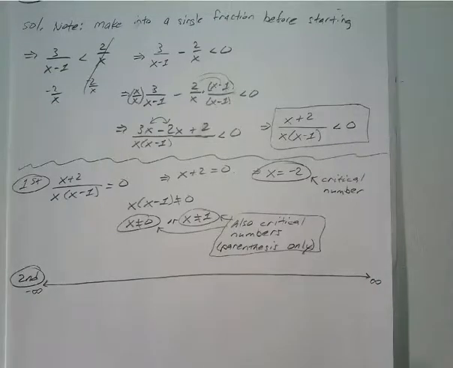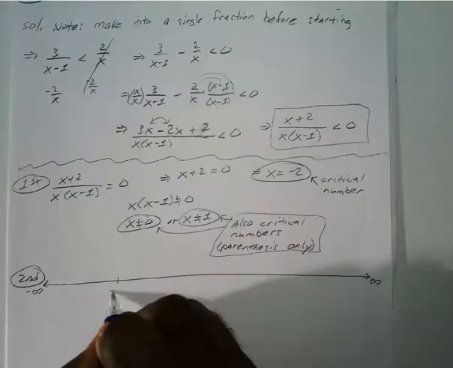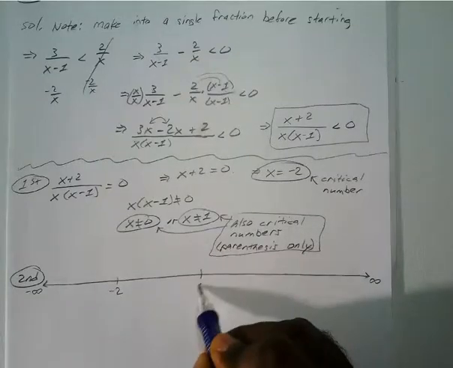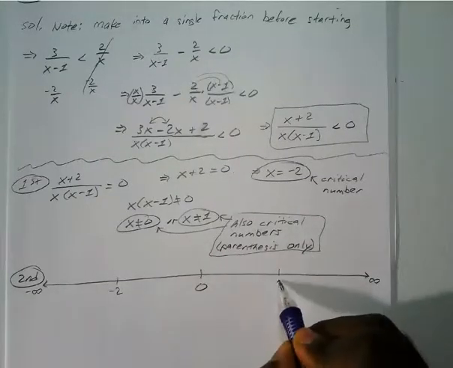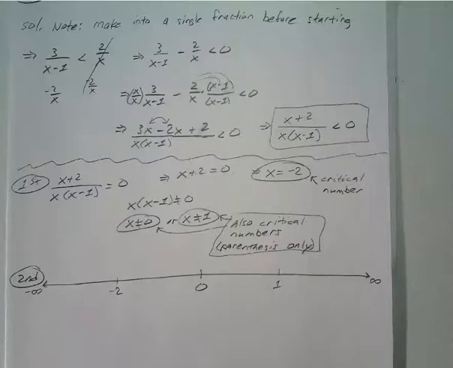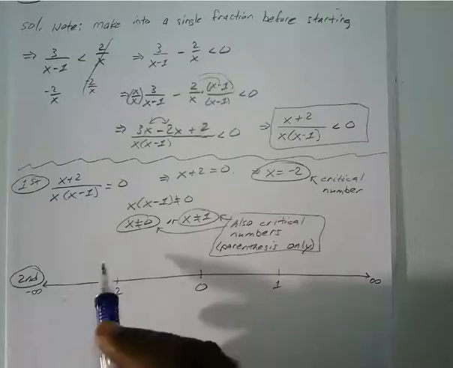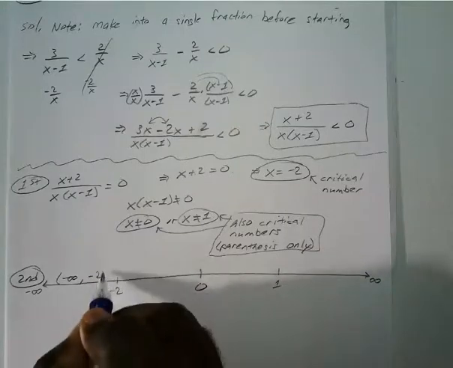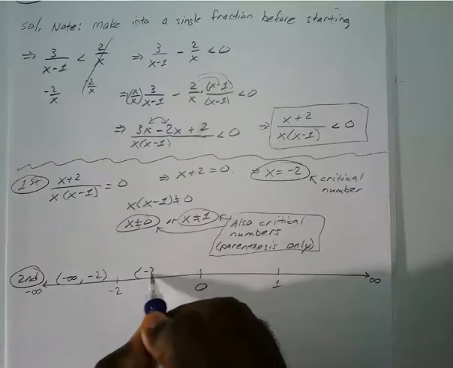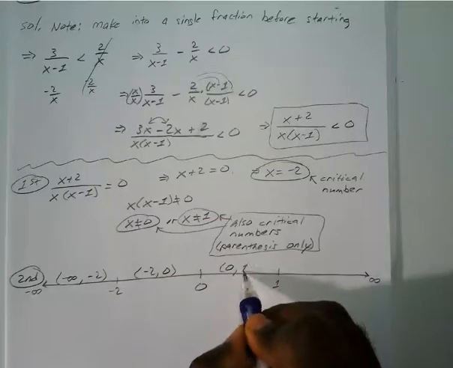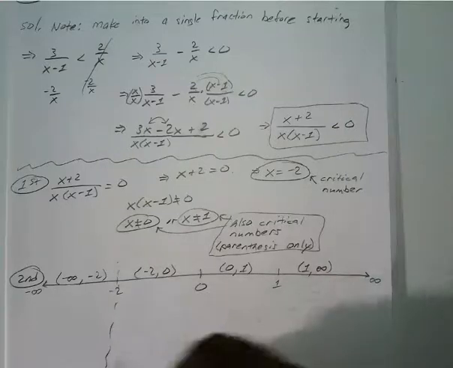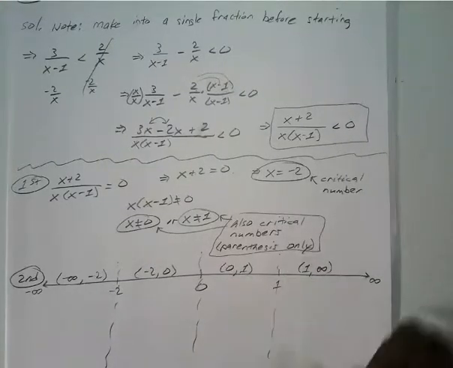Okay, so if we put all of our critical numbers, so we have our negative 2, and we have 0, and we have 1. Okay, so we have all of our critical numbers. Just like before, this is from negative infinity to negative 2. This interval is from negative 2 to 0. This is from 0 to 1. And this is from 1 to infinity. And we're going to go ahead and separate those.